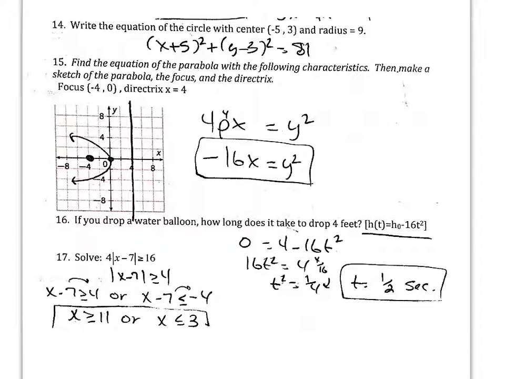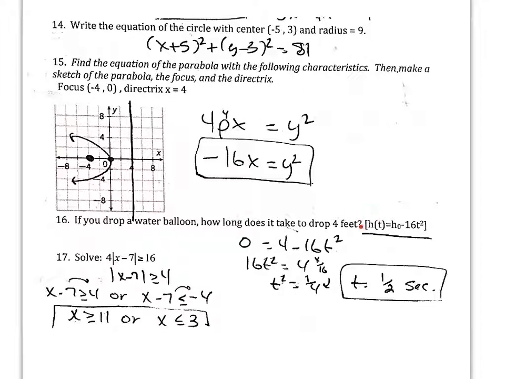So that means the 4p has to go with the x because it goes like the x-axis does. The y squared stays over here. Now, because the vertex is 4 away from the focus, the p is 4. So I do 4 times 4, which is 16. And because it opens left, it's -16. Number 16, we've had this equation several times.